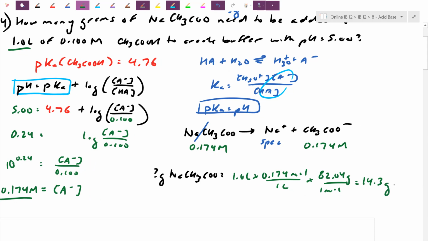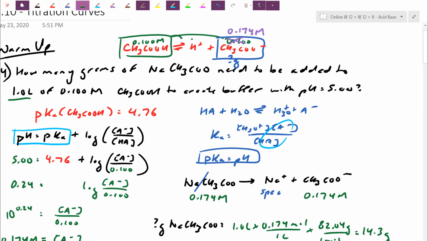Okay. So this was our first way of making our buffer system. You're basically arbitrarily coming in, adding the conjugate. Once I have appreciable amounts of both, from the perfect starting point, 4.76, we have shifted the equilibrium over a little bit, but still I have good appreciable amounts of both. It is still a buffer system.